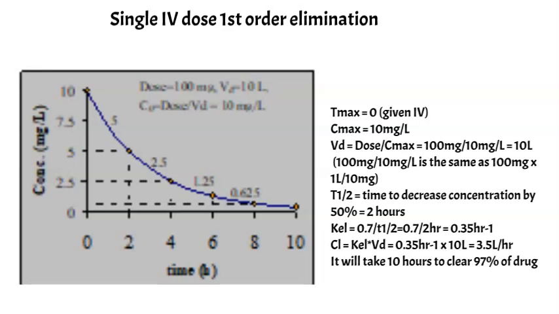Our elimination rate constant, KEL, equals 0.693, which I rounded up to 0.7, divided by half-life. So 0.7 divided by 2 is 0.35 reciprocal hours. Clearance, clearly, Callie multiplies VD, so our K elimination, 0.35 reciprocal hours, times 10 liter volume of distribution, therefore clearance is 3.5 liters per hour. It will take 10 hours to clear 97% of the drug, 5 half-lives.